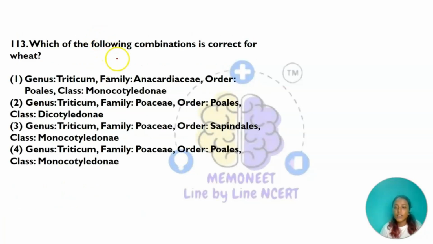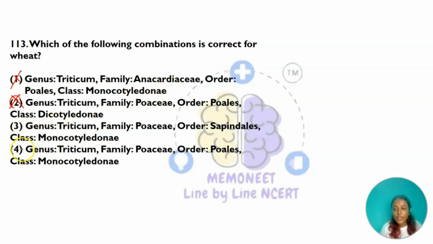Now the next question is: which of the following combinations is correct for wheat? We know that wheat has parallel venation, so it will be from monocotyledons. So we can discard the option which says dicotyledonous. So option 2 is discarded, and it is from the family Poaceae. So option 1 is also discarded, not Anacardiaceae. The Mangifera indica is from the Anacardiaceae family.